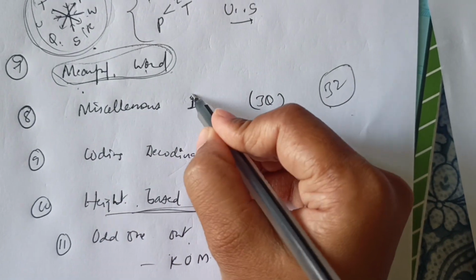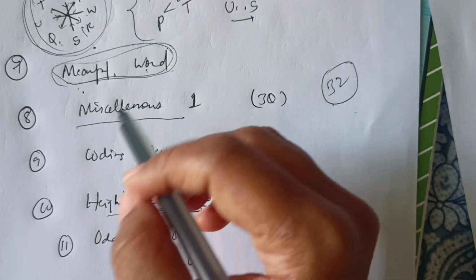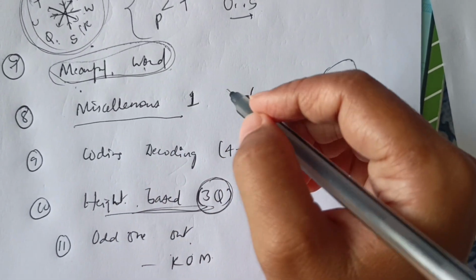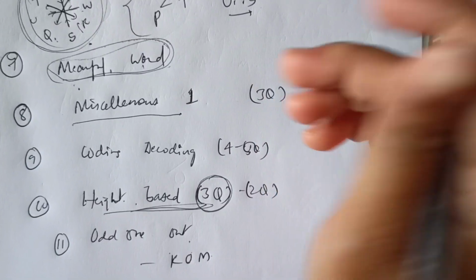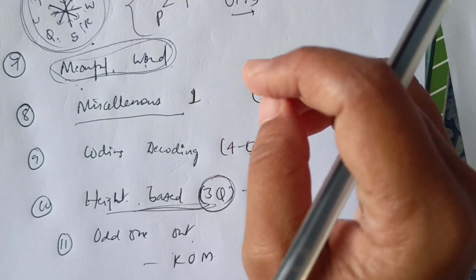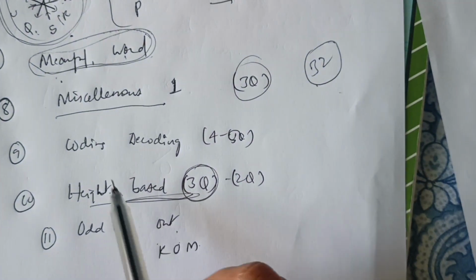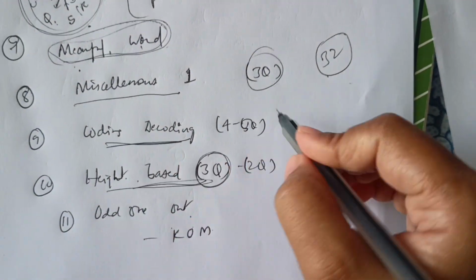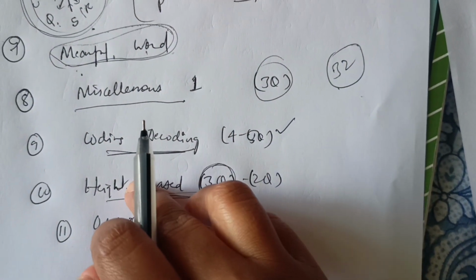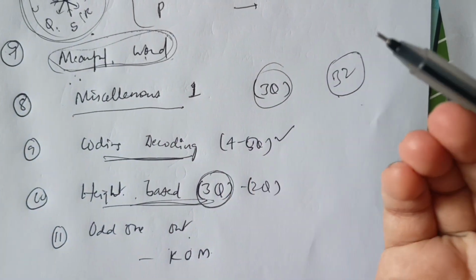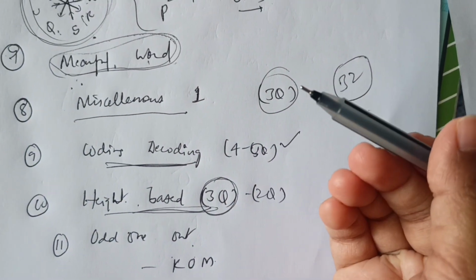And one miscellaneous question, where we have to find the number of letters which are preceded by numbers and followed by consonants. So three questions were there, and coding decoding. Actually, this took a lot of time because I wrote half the data on one page and the other half on the next page. So it took a lot of time.